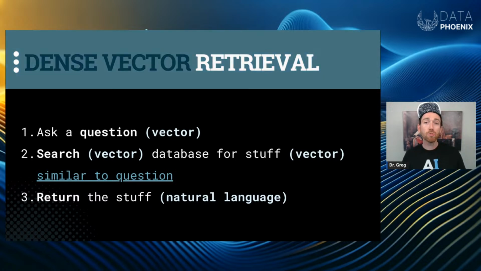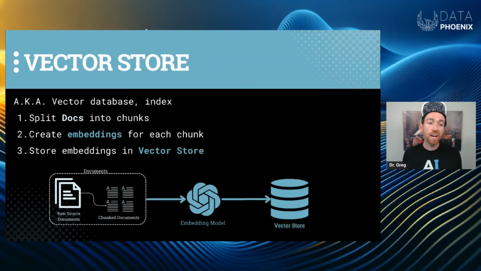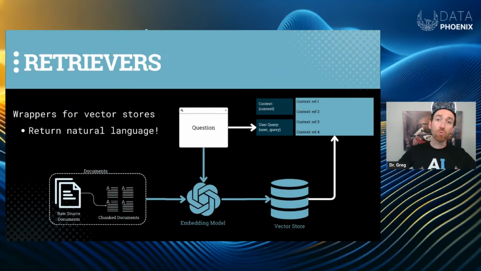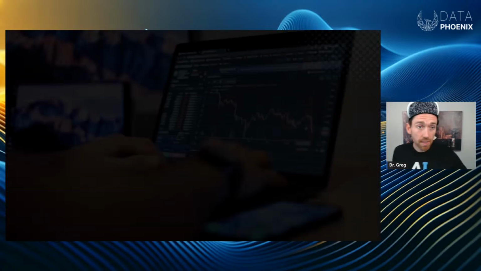Of course, we have to look in our vector store to find the similar stuff, which is created by taking our documents, chunking them, running them through the embedding model, and storing them in the vector store. The retrieval process is done by wrapping what's called a retriever around the vector store. This allows us to ask the question and return the appropriate context. So that's dense vector retrieval.